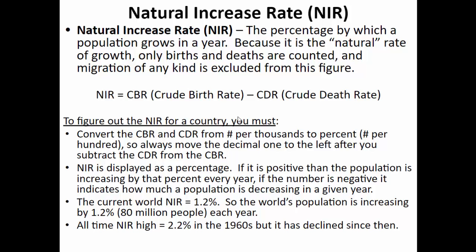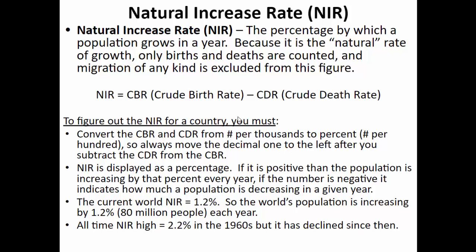Now here's the thing. Those are out of 1,000, right? And we need a percent because percentages are easier to understand. So after we do this math, after we subtract the death rate from the birth rate, because those are for every 1,000 people in a country, we need to move the decimal point one to the left. And that's going to give us the percentage in that country of growth. So let's do an example here. You convert the CBR and CDR from number per thousand to percent.